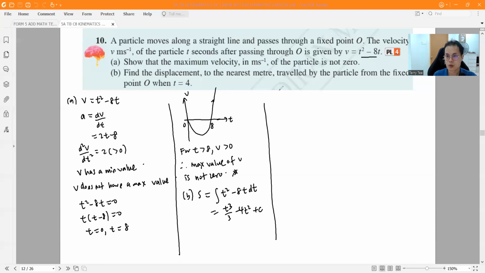Now we know when t is 0, s is 0 because it passes through point O, so c is 0, and my displacement function is now this. Okay, I sub t with 4. So when t equals 4, I put 4 inside. 4 cubed is 64.